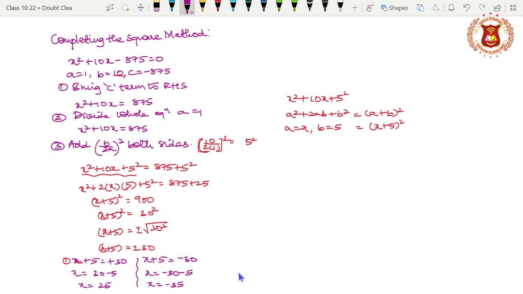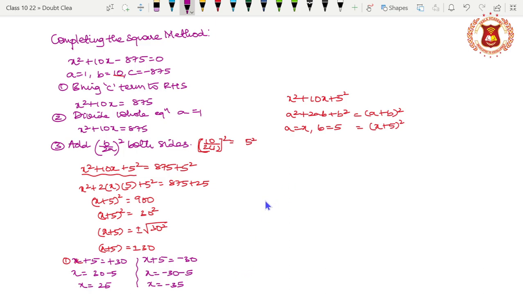Okay, a very simple problem, but slightly lengthier than the factorization method and the Sridharacharya method. Many students ignore this, but actually it's a very easy method. Hope all the students understood.